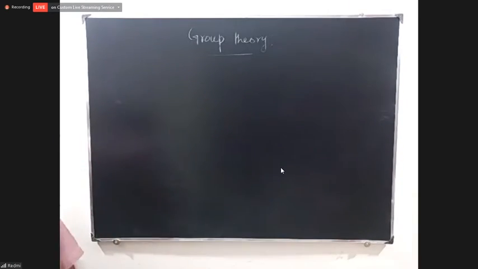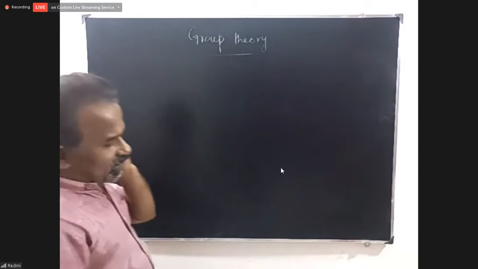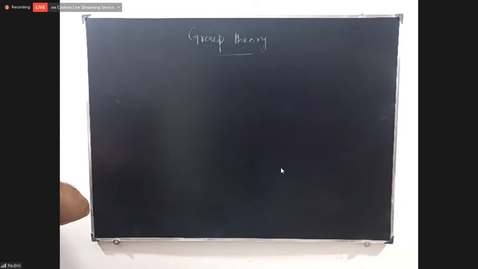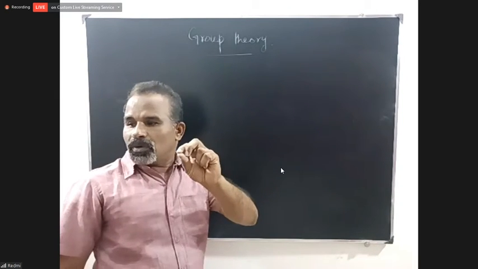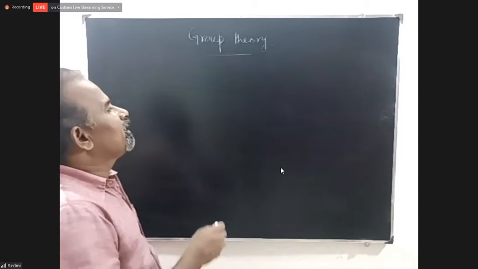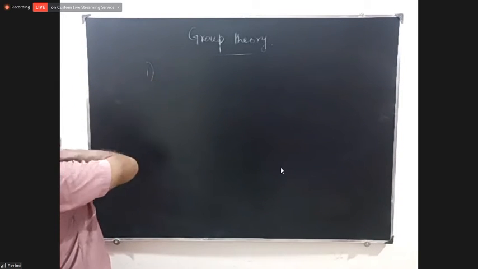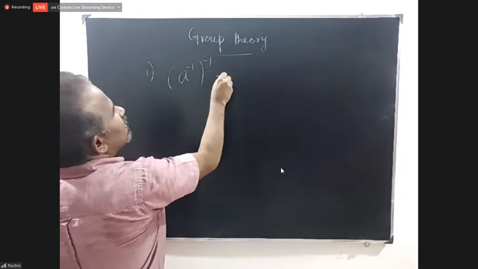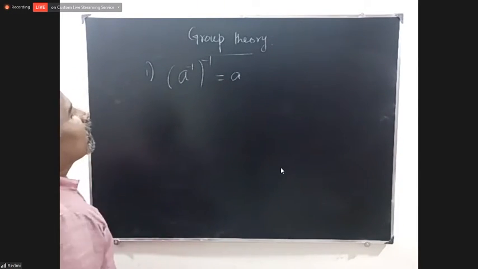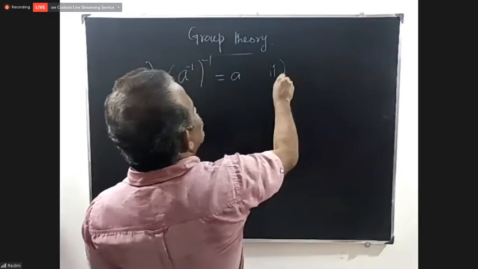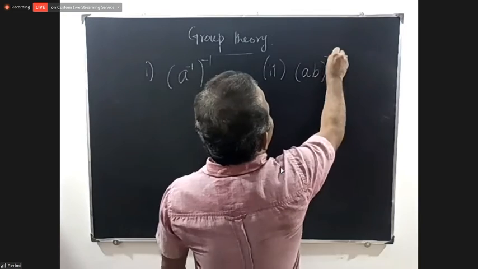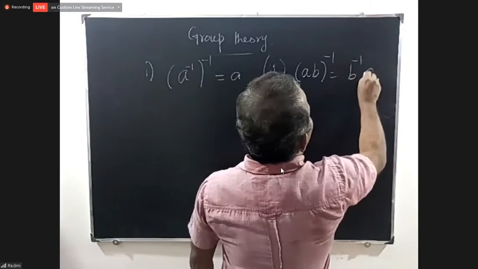Then there are many properties in group theory. I am going to give 2-3 properties only. Number 1 is the inverse of the inverse of A is equal to A. Number 2 is the inverse of AB is equal to B inverse A inverse.